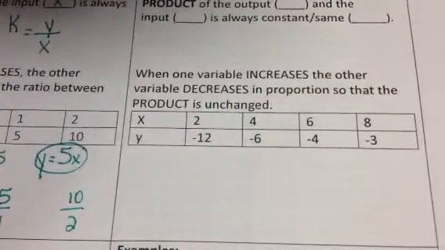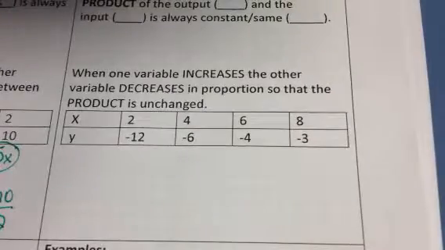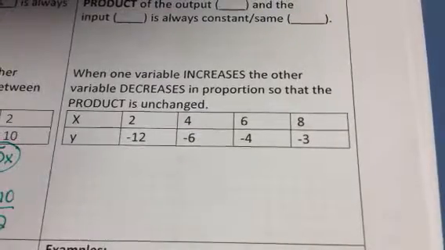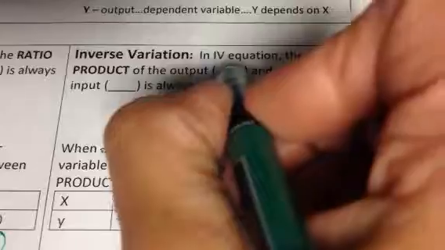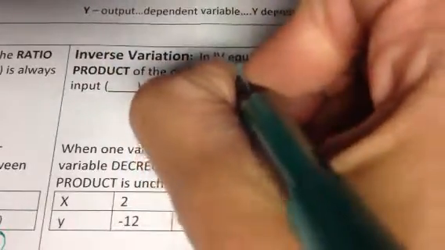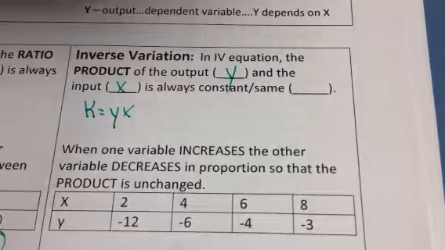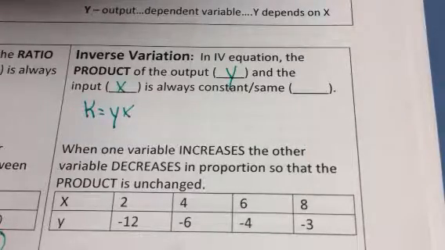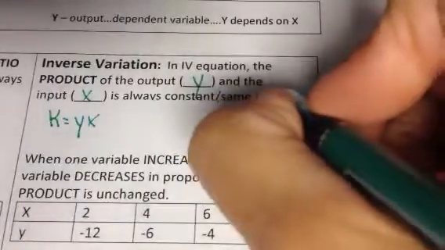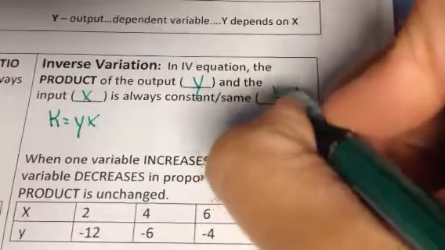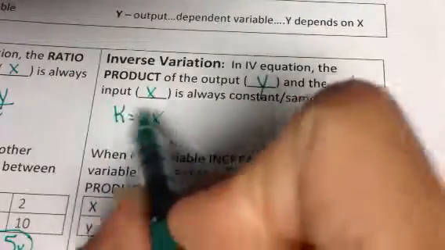So let's go to inverse variation. In inverse variation, there's another thing happening between y and x, but it's the product, and product is multiplying the output and the input. So now to get k, I'm going to multiply y and x instead of dividing y and x. And when you multiply y and x, you're always going to get the constant. So if you're looking for the constant, this is how you do it.